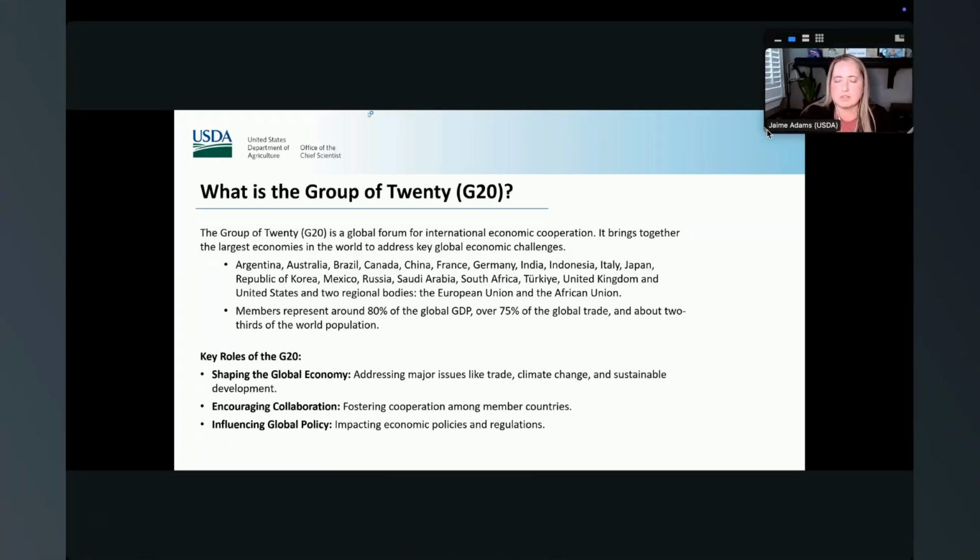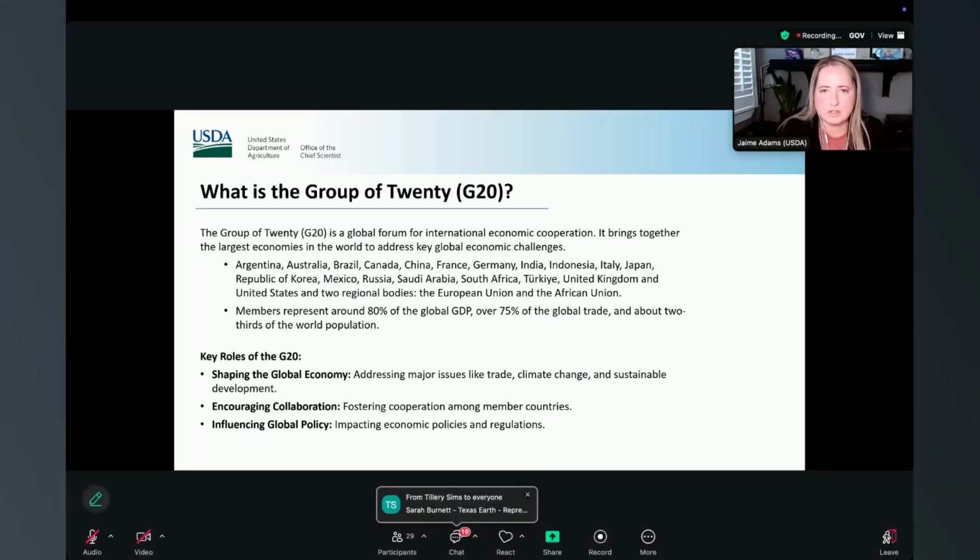Again, my name is Jamie Adams, Senior Advisor for International Affairs in the Office of the Chief Scientist at the U.S. Department of Agriculture. As Bree mentioned, we're going to take you through some background, and then we'll dive a little bit deeper into the process that is available for applying to serve as the site host of the 2026 G20 Meeting of Agricultural Chief Scientists.